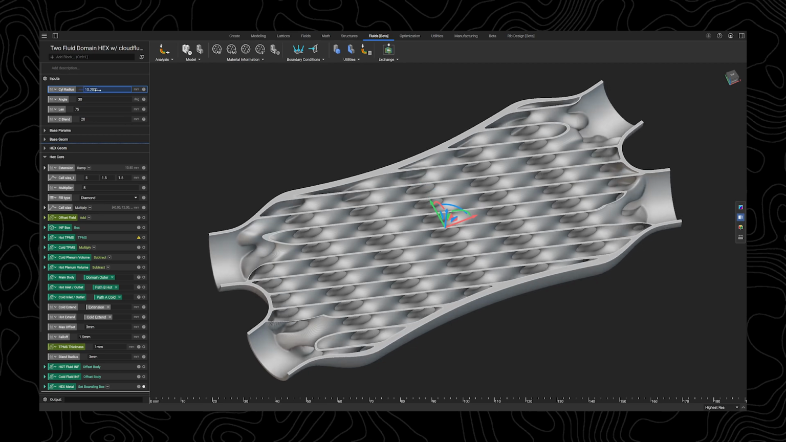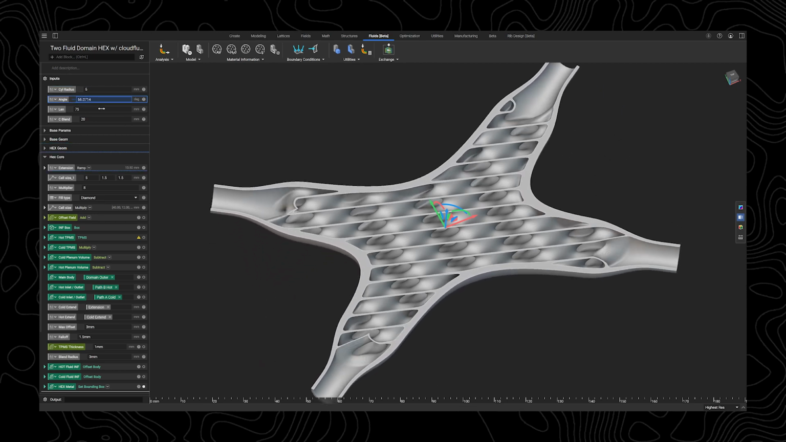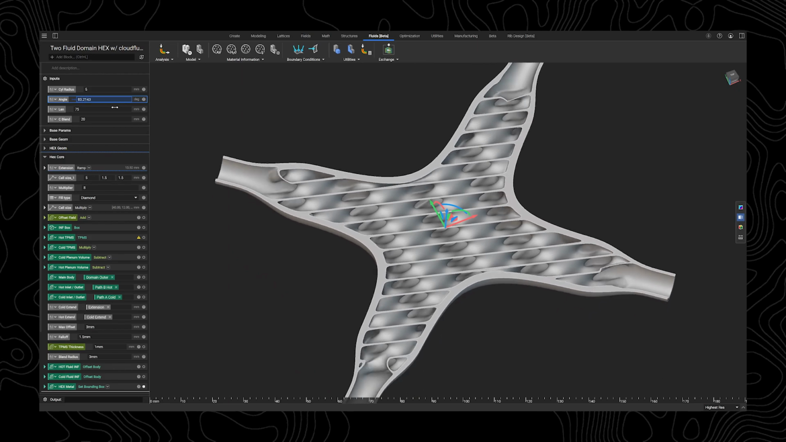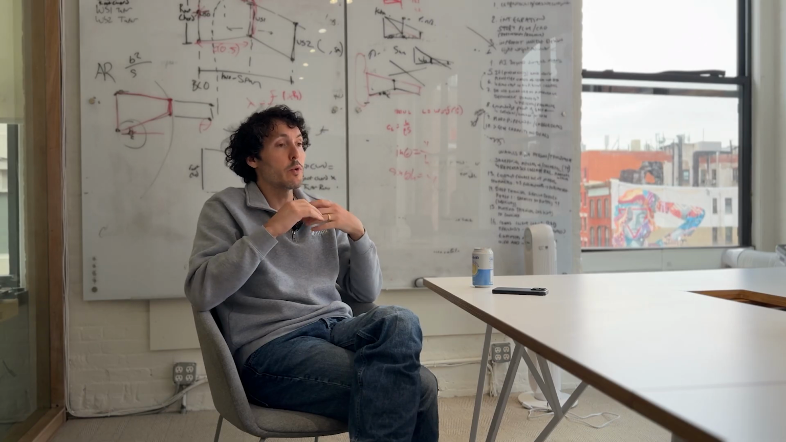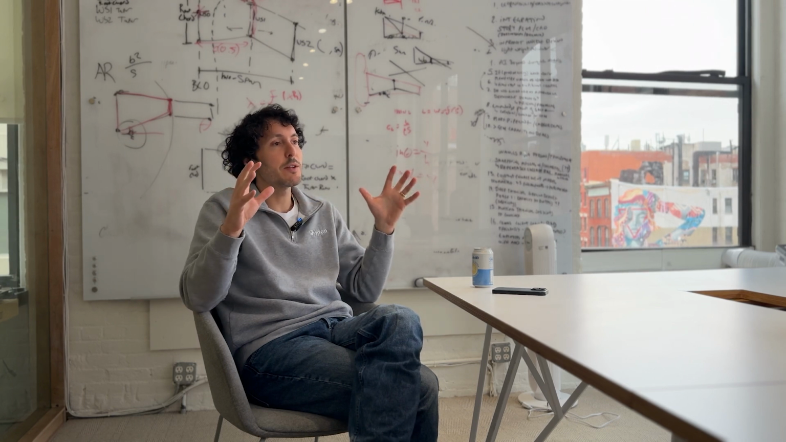But what is the size of the tubes? What's the orientation of the tubes? Where should the inlets go? Should they be together on the top? Should they be on the sides? And you want to explore all of that design space.